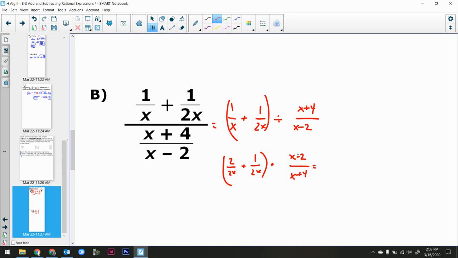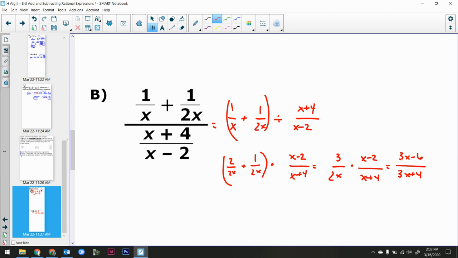Okay, that means I've got a 3 over 2x, right? 1 plus 2 is 3. 3 over 2x times x minus 2 over x plus 4. So multiply on top, I get a 3x minus 6. Multiply on bottom, I get a 3x plus 4.